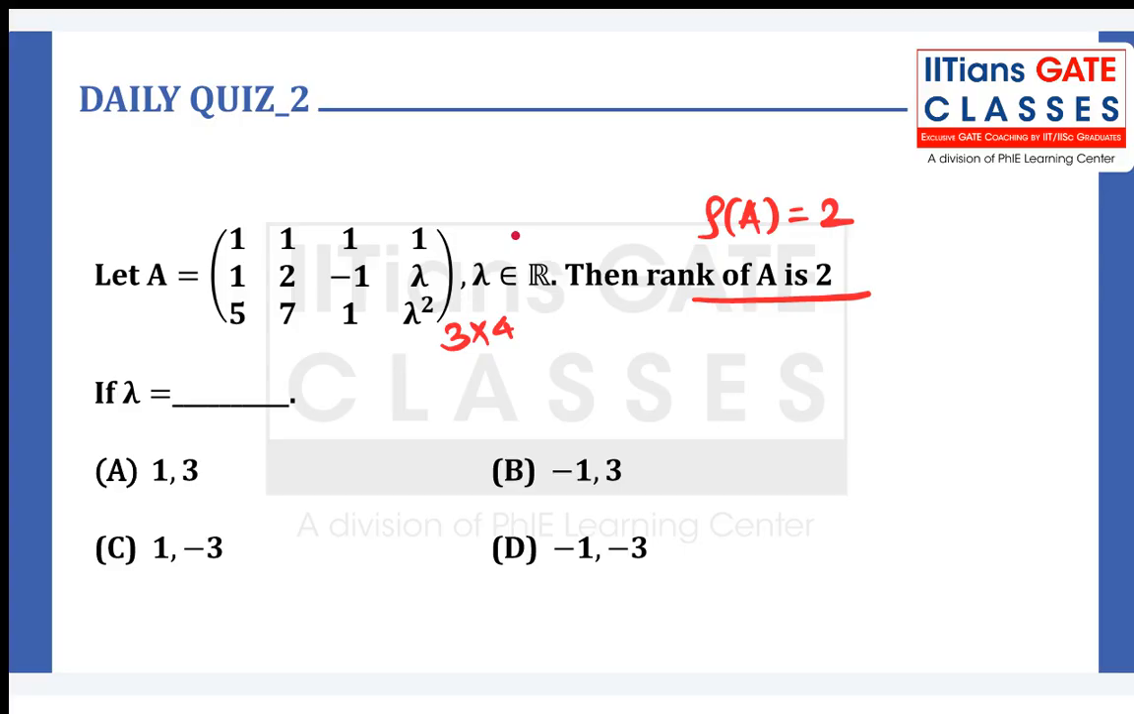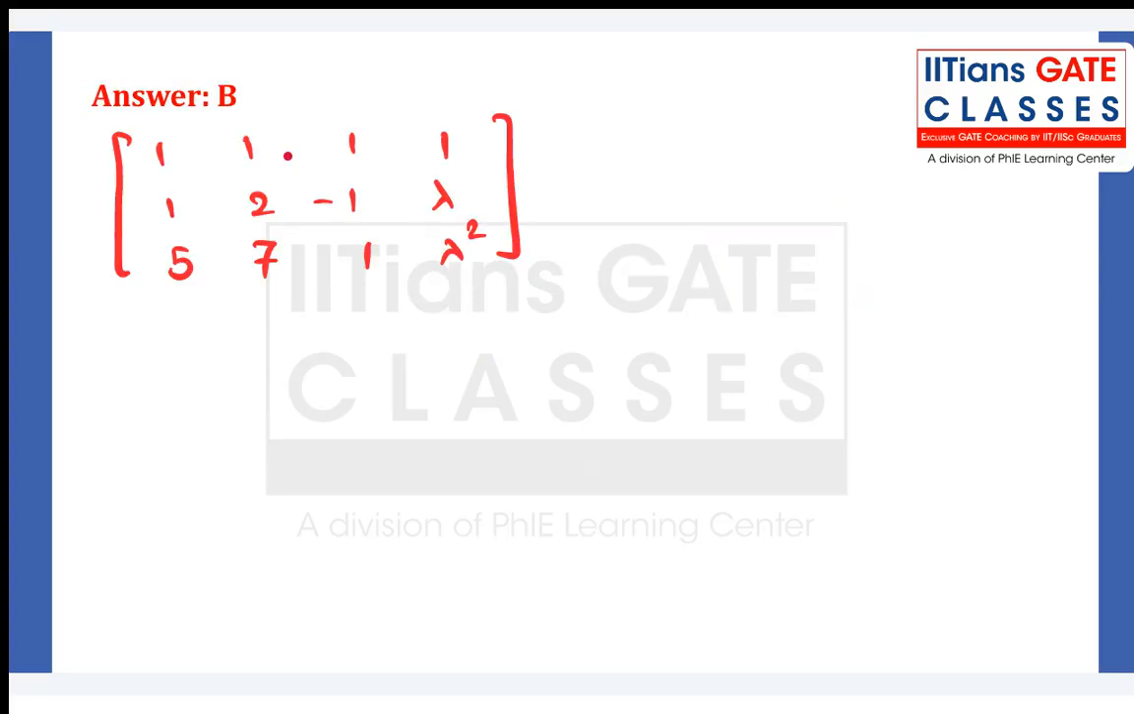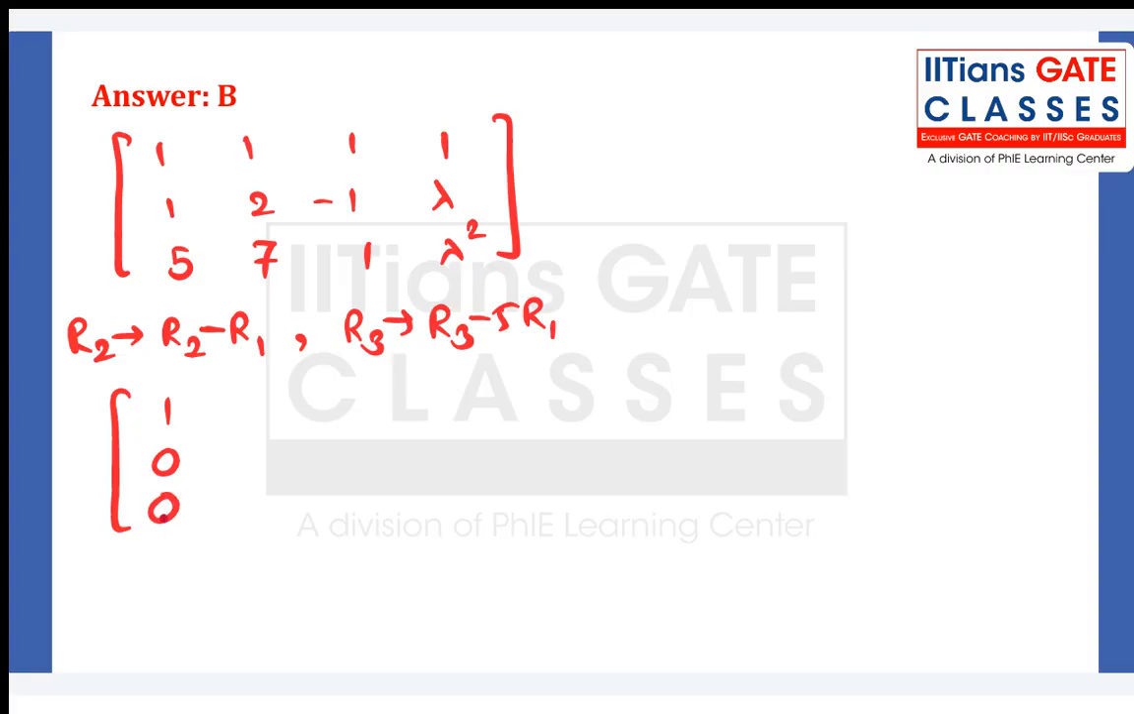Then you can first reduce these column elements. So you subtract R1 from R2. Similarly, from R3 you subtract 5 R1, so that the first column elements become 0, 0, and the first row remains unchanged. Then you have 2 minus 1, 1, this will be minus 2. This will be lambda minus 1. And here it will be 7 minus 5, 2; 1 minus 5, minus 4; and this will be lambda square minus 5.